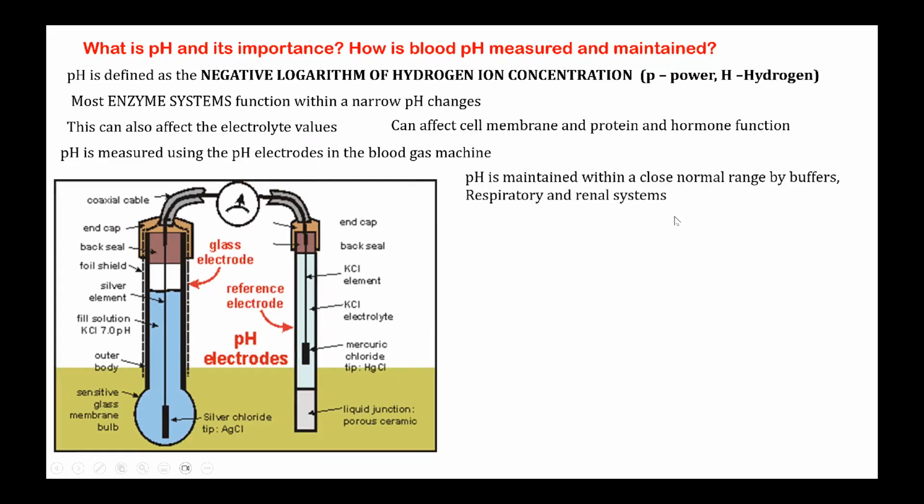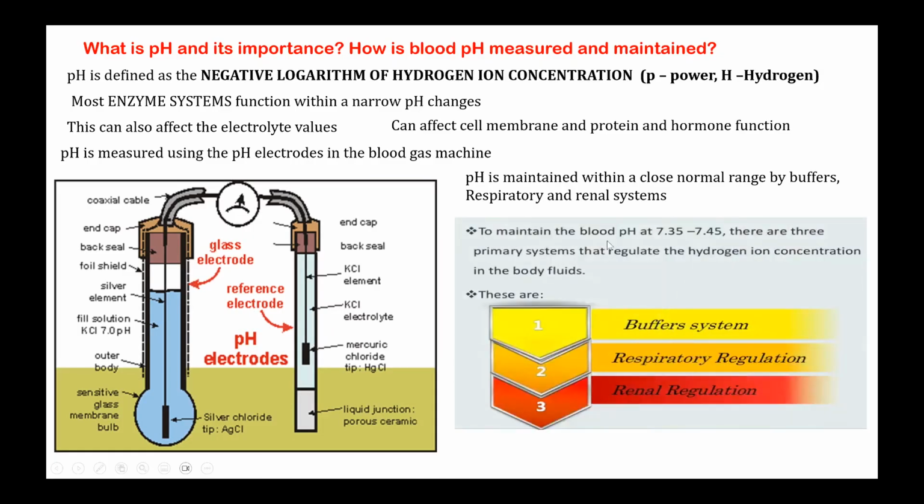It is maintained within a close normal range by buffers, the respiratory system and the renal system. So this is the normal value. These are the three stages or three steps by which they come into action. The immediate action is by the buffer system. Slightly delayed but equally fast is the respiratory system, and the slow but permanent solution is by the renal system.